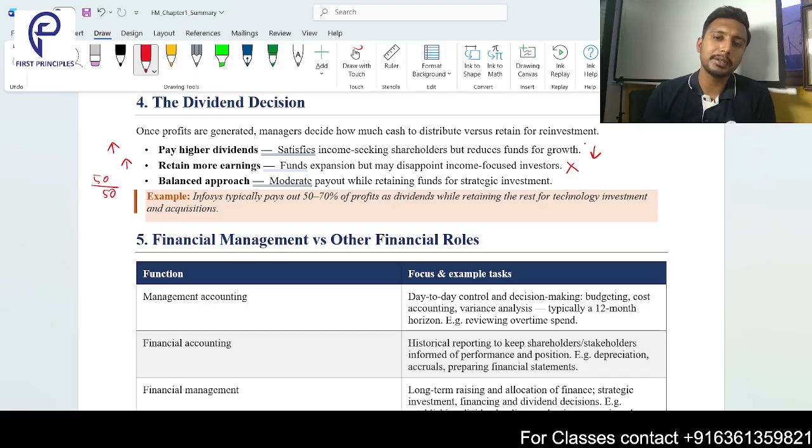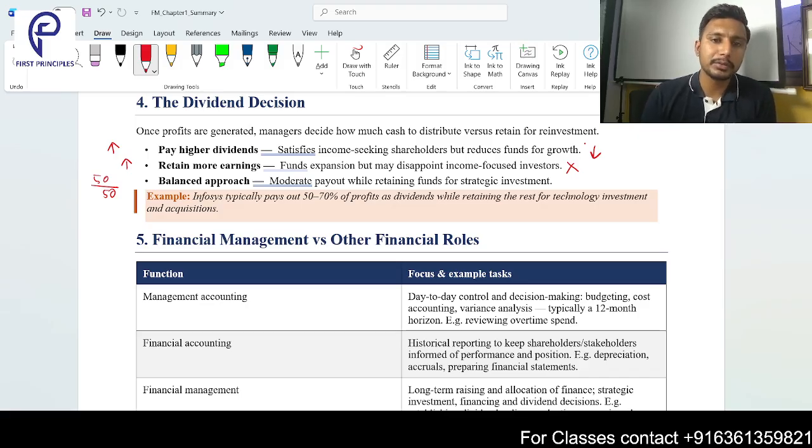Moderate payout, retaining funds for strategic investment. It is a balanced approach. Retaining more earnings funds expansion but may disappoint income-focused investors, while paying higher dividends satisfies some income-seeking shareholders but reduces funds for growth.